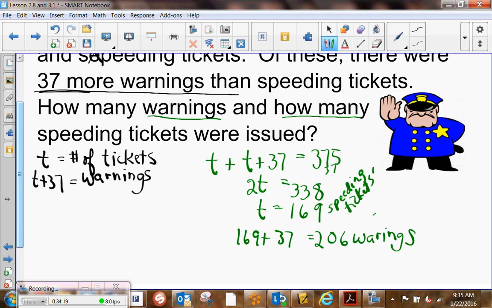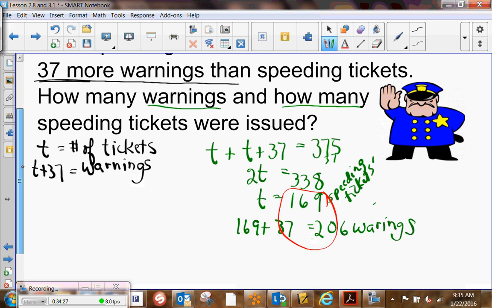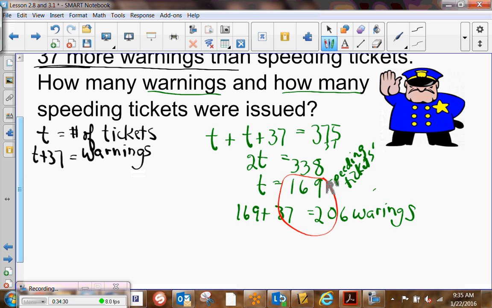And let's just double check. Are these two numbers going to add up to how many total we gave? We did 375. Let's see. 9 plus 6 is 15, 3, 1, 7. Yeah, they did add up. So we're good to go.